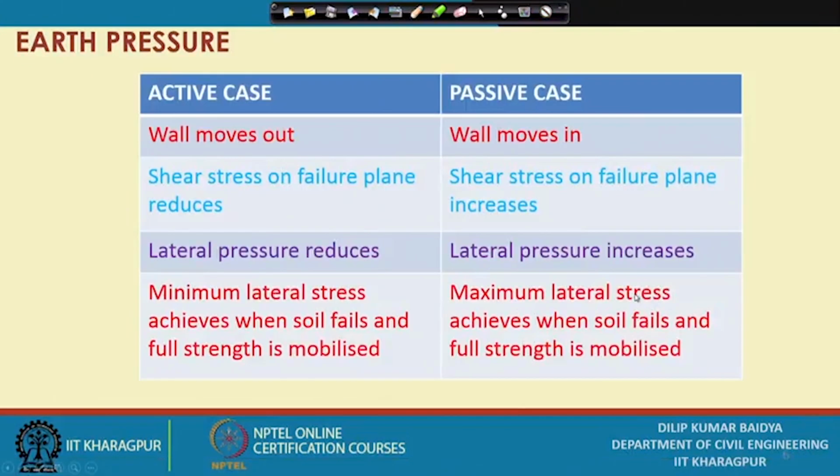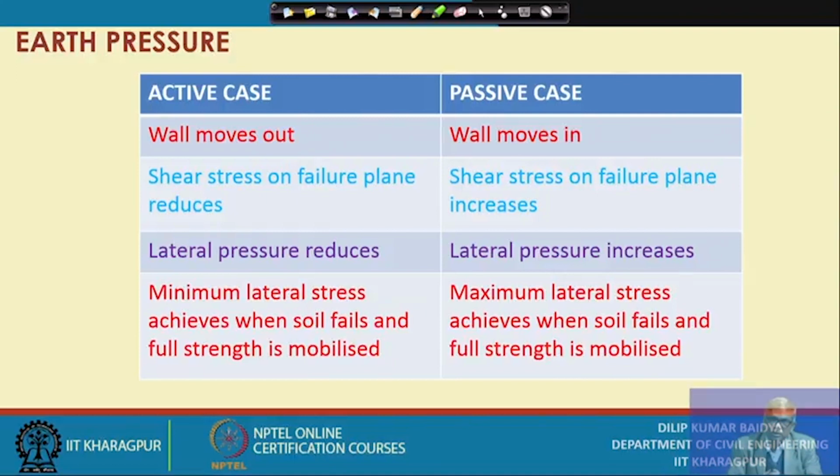Now, one more qualitative observation. You can see the active case and passive case. The K naught case we generally do not discuss so elaborately, because that is not a problem. Most of the time we inquire about either active or passive. So, you need to know more about the active case and passive case. What are the important characteristics?